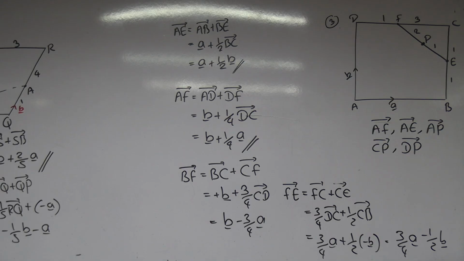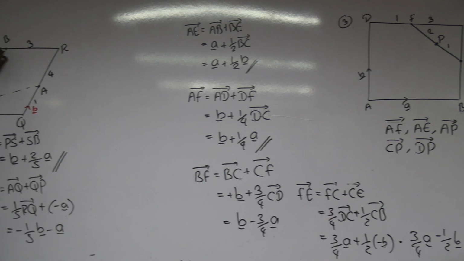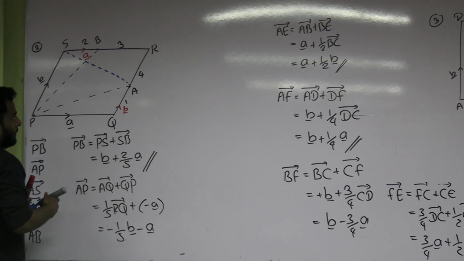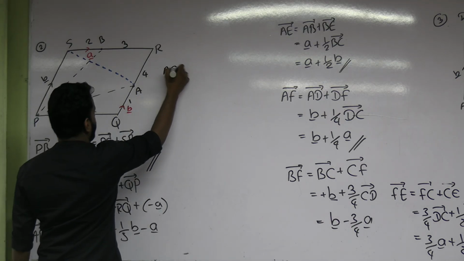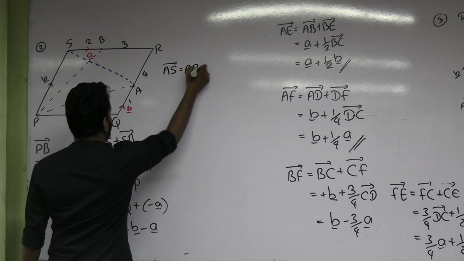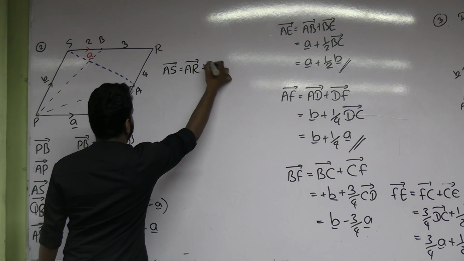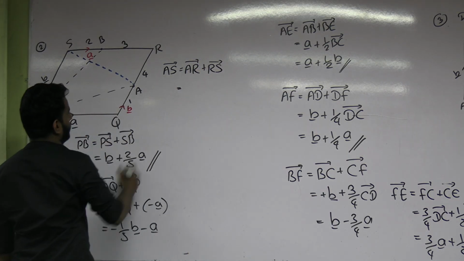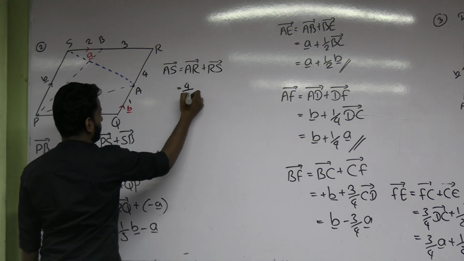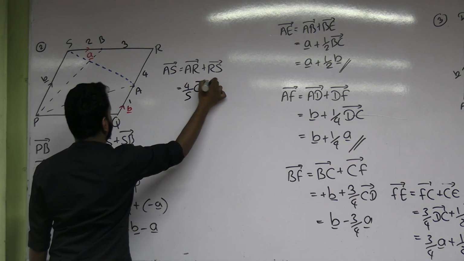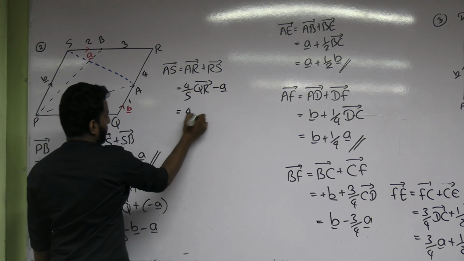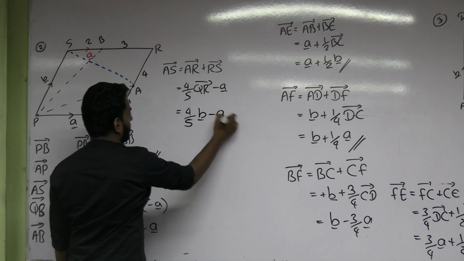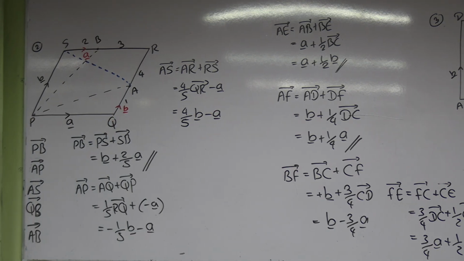Right, so the next is AS. So we are supposed to find the vector AS. Right, so we can write AS equals AR plus RS. So AR is 4 over 5 QR, yes, 4 over 5 QR. And RS is the opposite of SR, which is minus A. So we can write this as 4 over 5 simply B minus A.